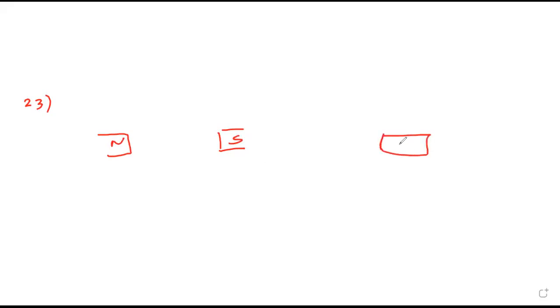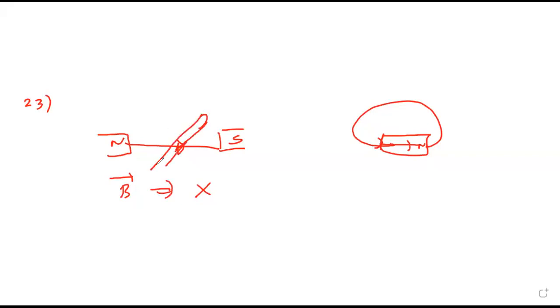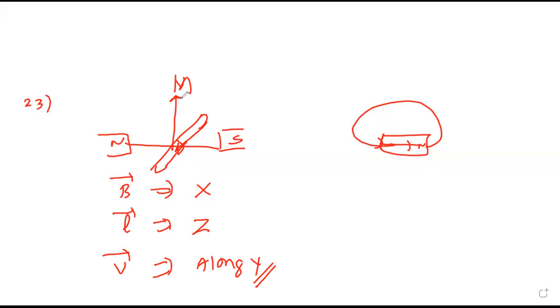See, within the magnet, it is from south to north. Outside from north to south, no? Yes, sir. So this is field B bar along x-axis. Conductor is kept this way. This is which axis? Can I say Z? Yes. So V bar should be along Y. Then only they will become mutually perpendicular. Yes, sir. So along Y is resembling this M. Along Y, that means M. Yes, sir. So option D.